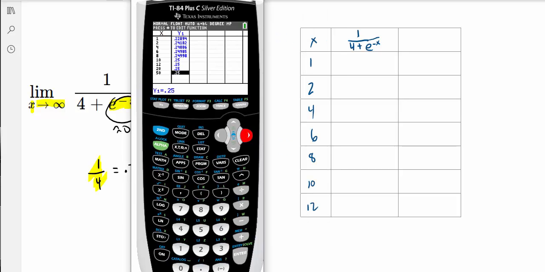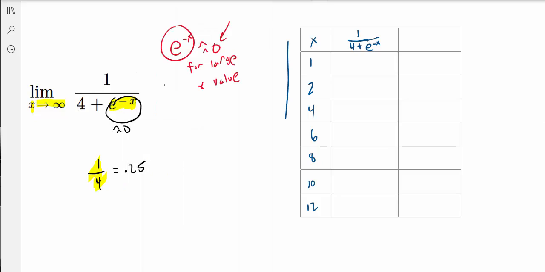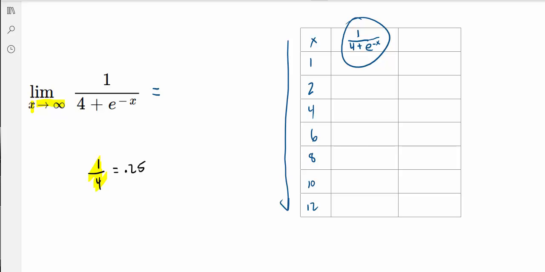So I don't feel the need to copy down the numbers in the chart, but you get the idea. As x grows without bound, right, they get bigger and bigger and bigger in the positive direction, your outputs of the function approach 0.25. So just to be complete, this limit is equal to 0.25.